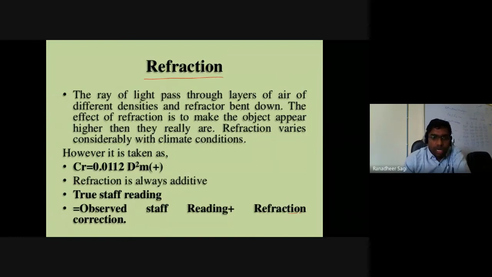If you look here, this is the expression we are going to make use of for applying the correction for refraction, and it is always additive, in the sense that it's a positive correction. So how do we calculate the true staff reading? True staff reading is equal to observed staff reading plus refraction correction.